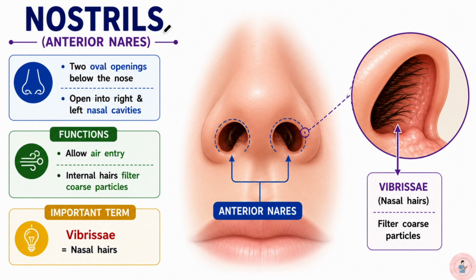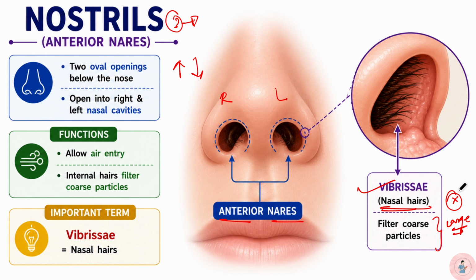Fine. Next we have is nostrils. Nostrils are also known as the anterior nares. Anterior means front and nares means opening. So what are nostrils? Nostrils are the front opening of the nose which allows the entry and the exit of the air, and they open into right and left nasal cavity. They also have the vibrissae present in them, which are the nasal hairs. What they do is they filter the coarse particles, which means they trap the large particles and does not allow them to enter the nasal cavity or the lungs. Fine. So this is the function of nostrils.